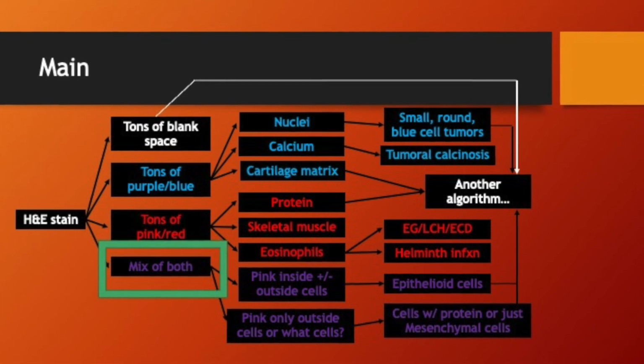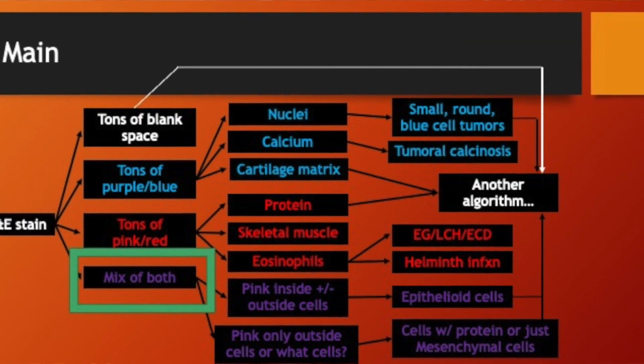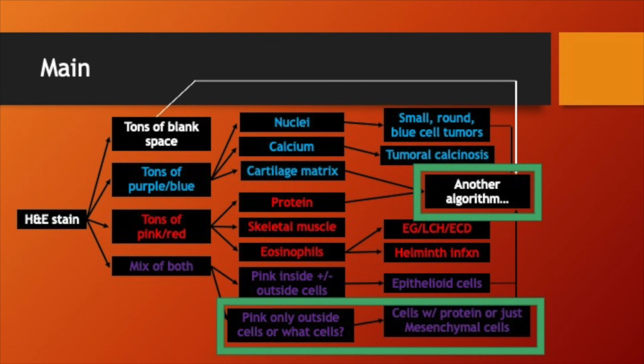So let's look back at it again, and we need to say, is that pink inside or outside the cells, or only outside the cells, or what cells? So when you look here, there are cells. Some of them may run together where it's not clear where they stop and start, but a lot of them you can identify. But the vast majority of the pink that we're looking at is outside the cells. So we're going to go down the cells with protein or just mesenchymal cells algorithm.